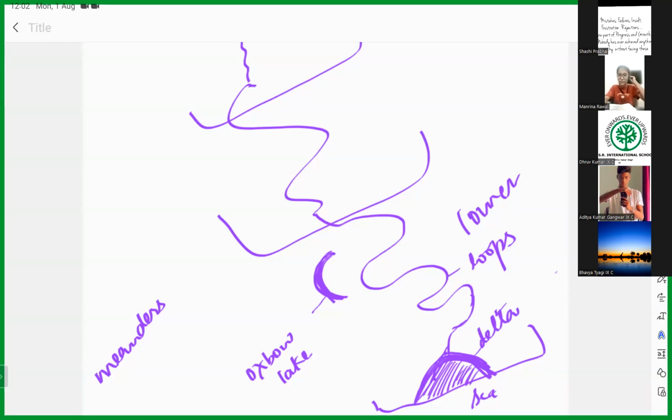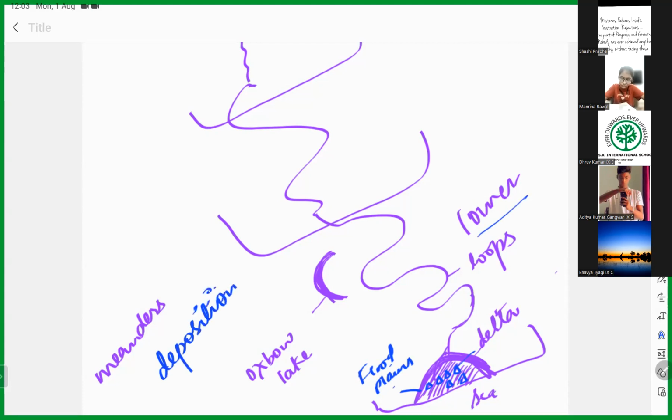Now, this delta is considered to be one of the fertile regions of any river basin, okay? See, these triangular structures that are formed, these are the floodplains. And these blue dots that you see, these are the triangular shaped structures which are called deltas, okay? So in the lower course, different landforms are formed by the river because of the deposition that it does.